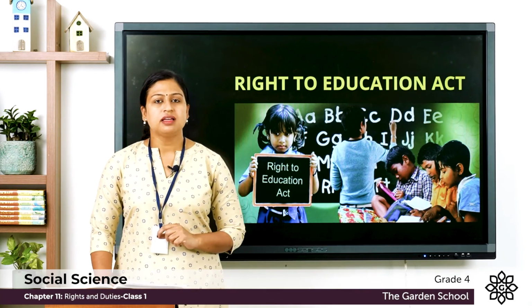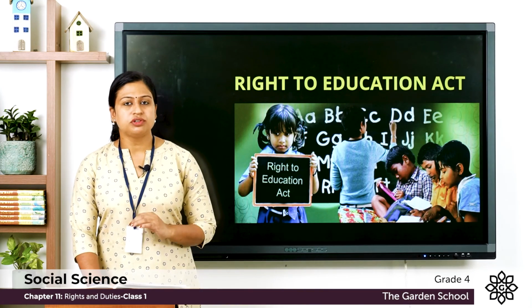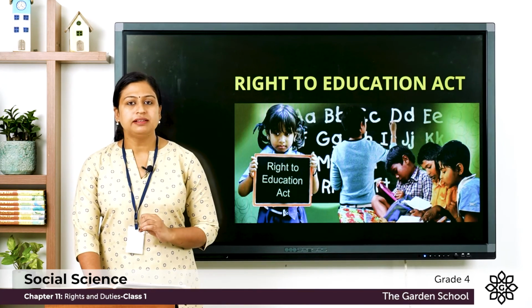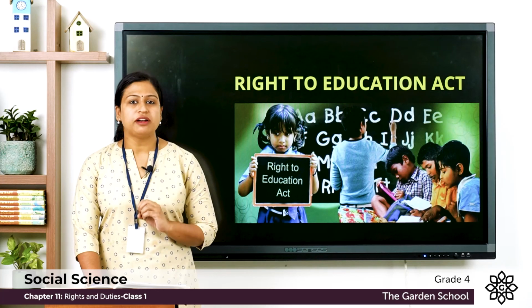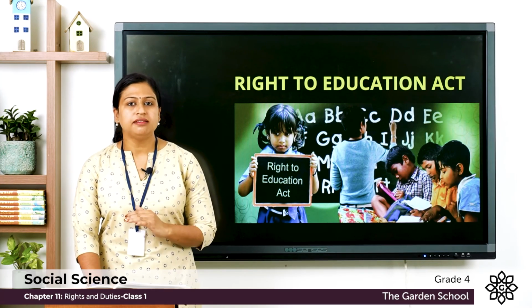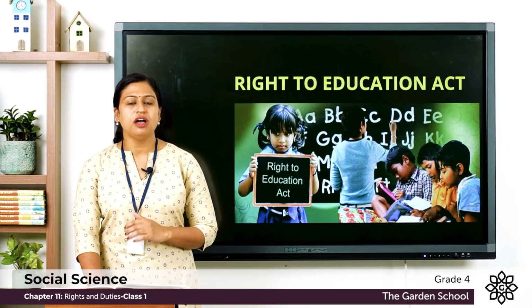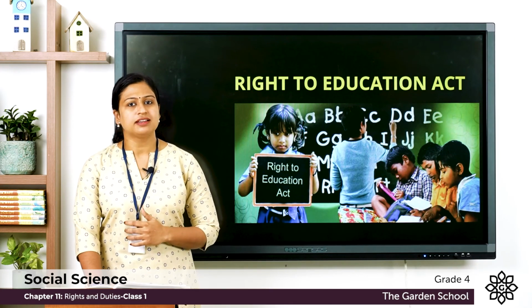So in this class, we discussed the Constitution of India, the preamble, and the 6 fundamental rights that are guaranteed by the Constitution of India to all the citizens of the country.